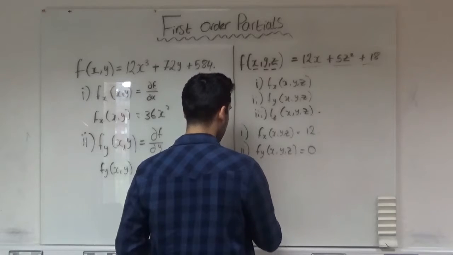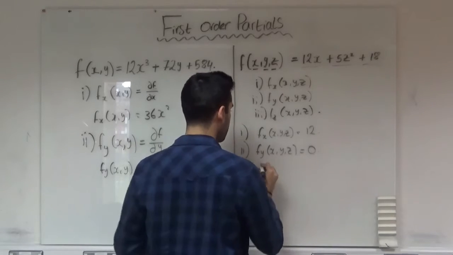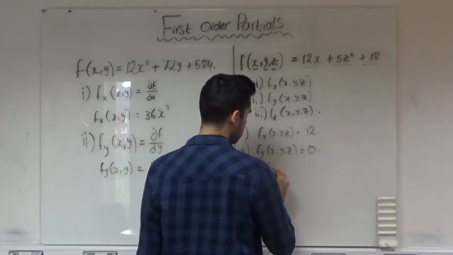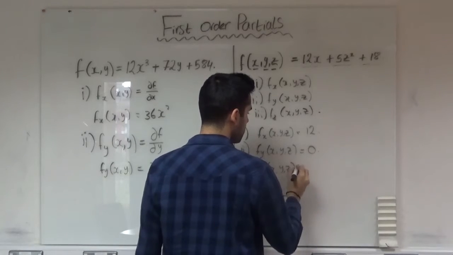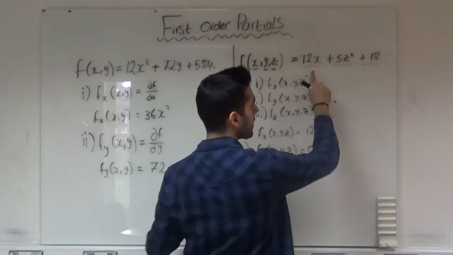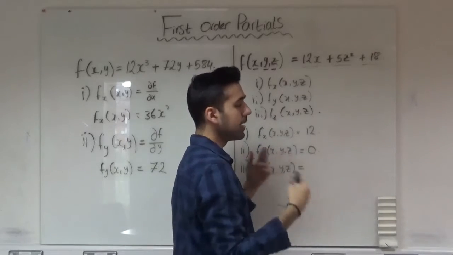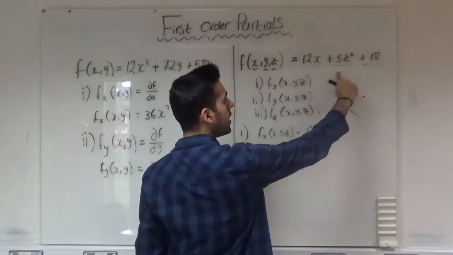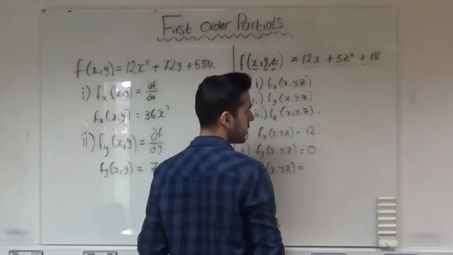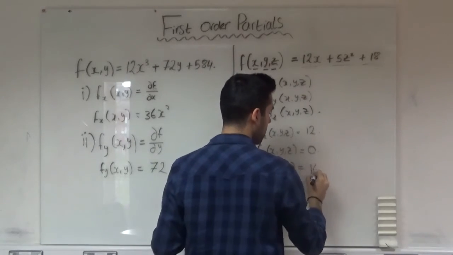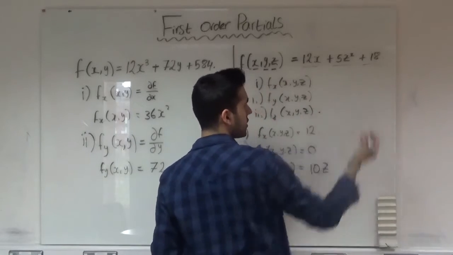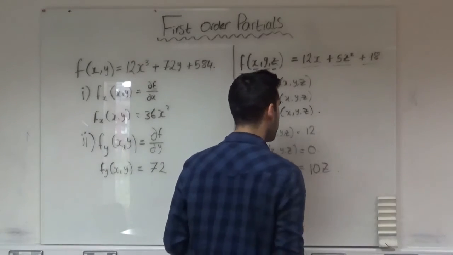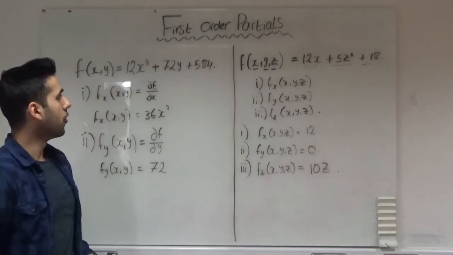Now, lastly, we're going to have to find the partial with respect to z. So, as normal, we look for everything that has a z term in it, and everything that isn't z would go to 0. So this would go to 0 because it has no z term. Over here, we would differentiate 5z squared, and that would become 10z. 18 is a constant, and that would go to 0. So these would be the answers that you would get for first order partials.